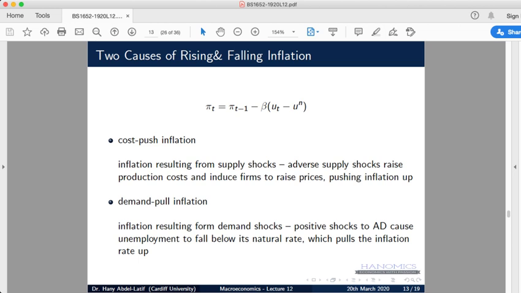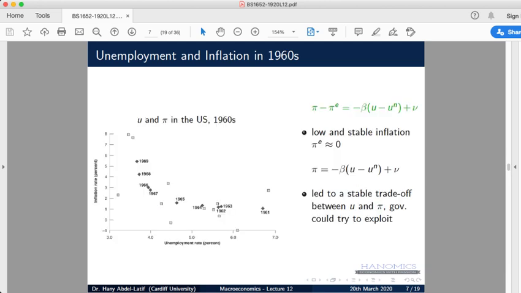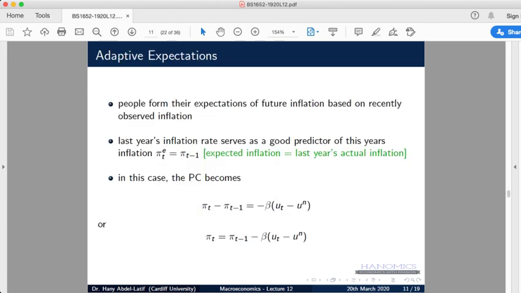or to be more accurate, if we have an adverse supply shock, that will raise the production cost and induce firms to raise prices, pushing inflation up. So one reason for inflation to increase is cost push inflation, which comes from the supply shock term. Let me go back to where I added it last time, I shouldn't have dropped it. So this is the supply shock term nu, the Greek letter nu. Again, we introduce that to represent supply shocks. If there's an adverse supply shock, the cost of production will increase, and that means prices will increase and inflation will increase. So this is one reason.